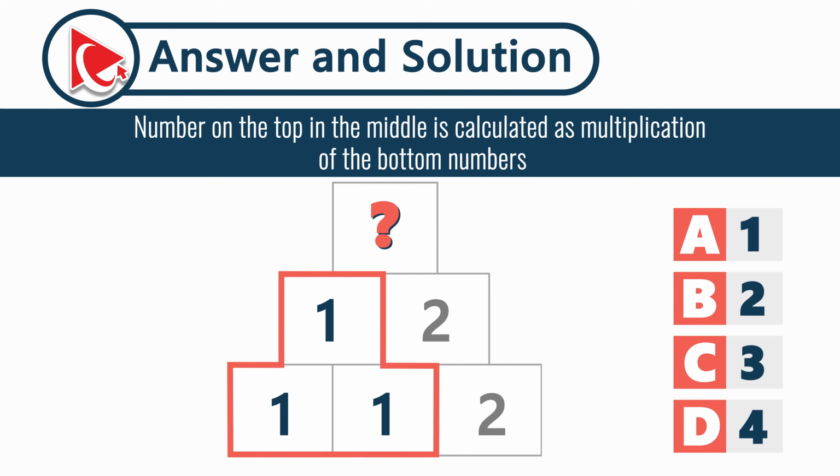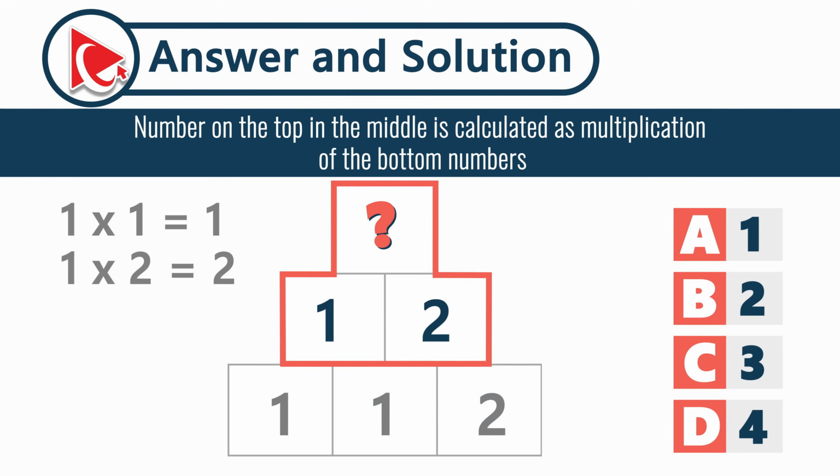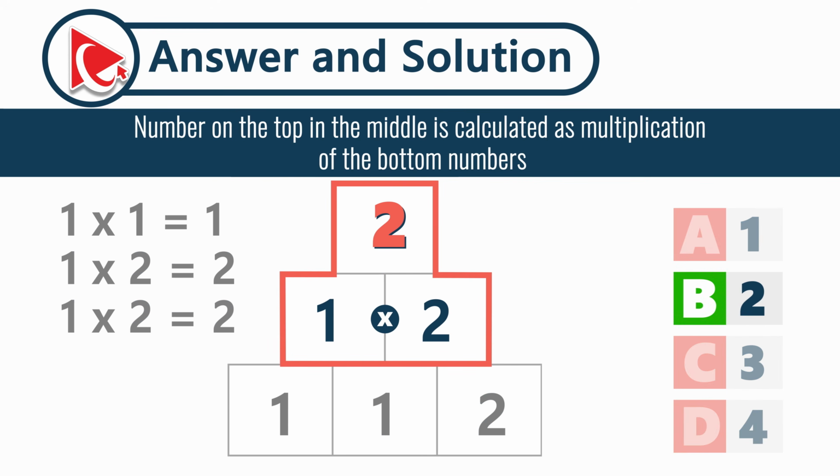Let's look at the example. 1 multiplied by 1 equals 1. Let's look at the next small pyramid. 1 multiplied by 2 equals 2. And the missing number can be calculated as 1 multiplied by 2 and would also equal 2. And the correct answer here is choice B, 2.